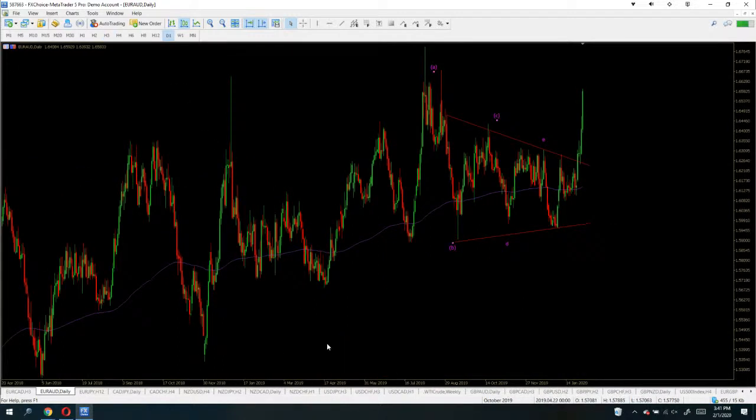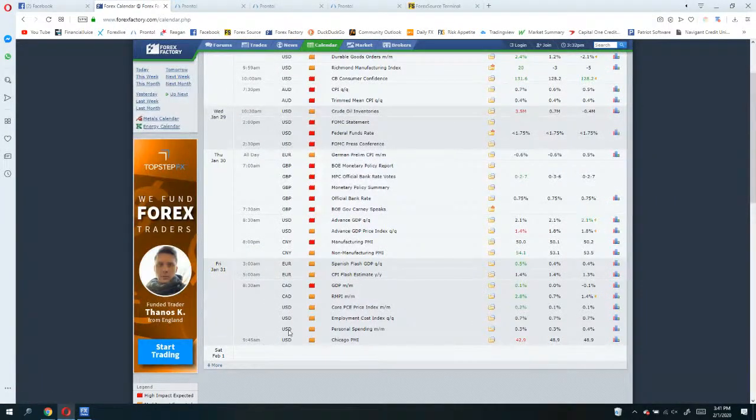And like I said, guys, this is being driven mostly by Aussie weakness. But the euro had a little bit of strength this week too. We had some positive Spanish GDP and flash CPI.